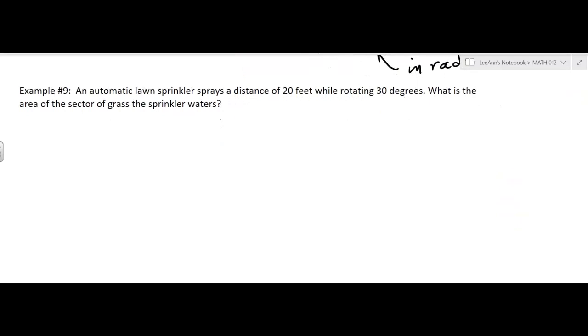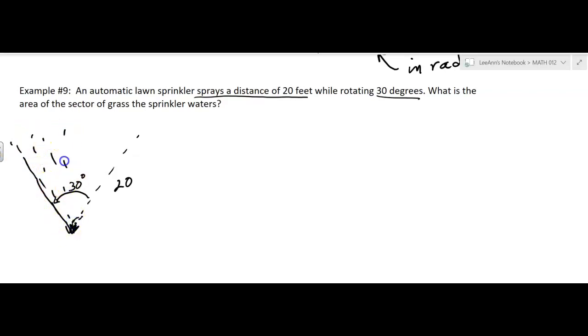So we have an automatic lawn sprinkler. So here's a little sprinkler thing, and it's spitting out water. It sprays a distance of 20 feet. Okay, so it's spraying out 20 feet. And then it's rotating 30 degrees. So it's going over 30 degrees. And it's still spraying. That's too big for 30 degrees, but it's still spraying the water, right?